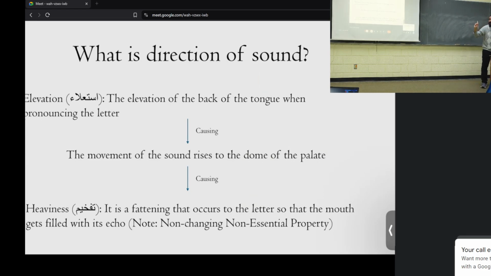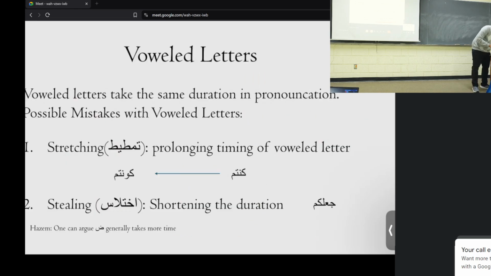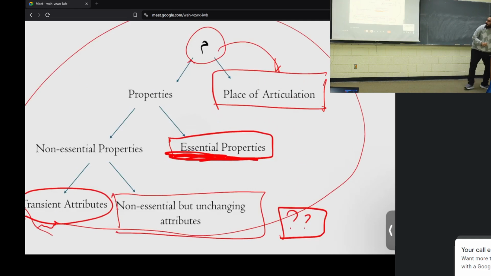A small tidbit, you really can ignore this one, but this is an example of a non-changing, non-essential property. Why is it not essential? Because what is essential is this one. This is just a conclusion of what happens. This is actually part of the letter. This is just a conclusion of what the letter is. This is simply a technicality. Remember when we talked about the non-essential but unchanging property?